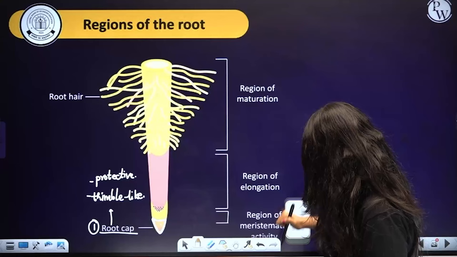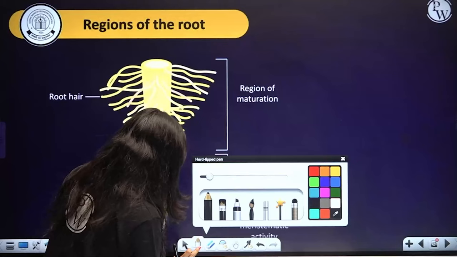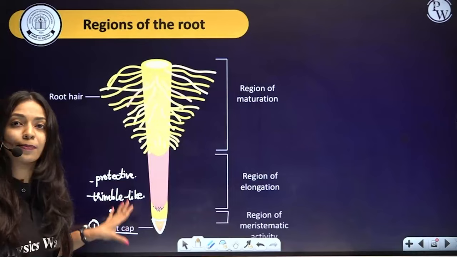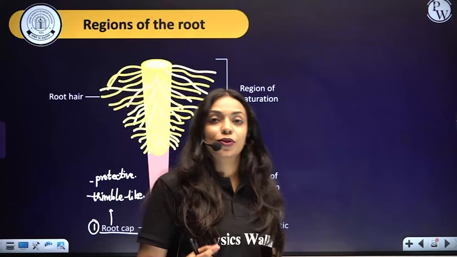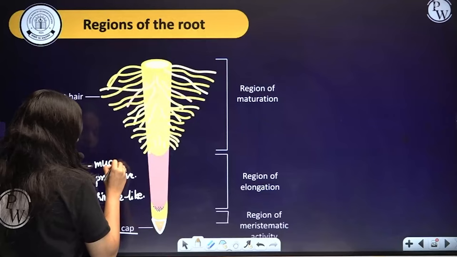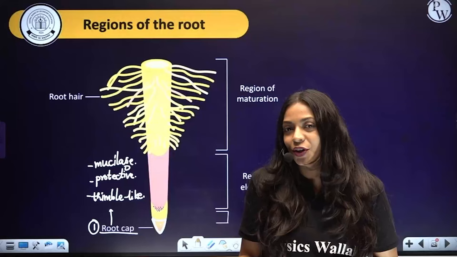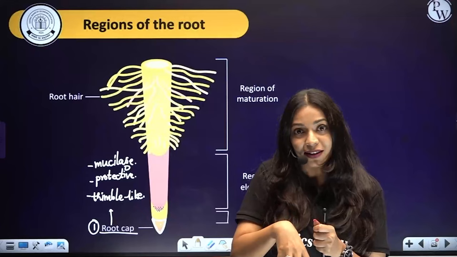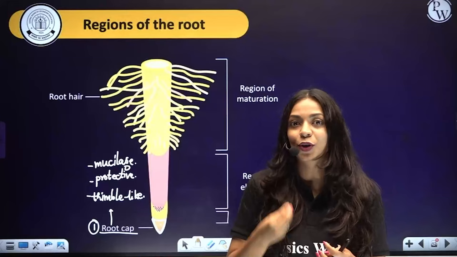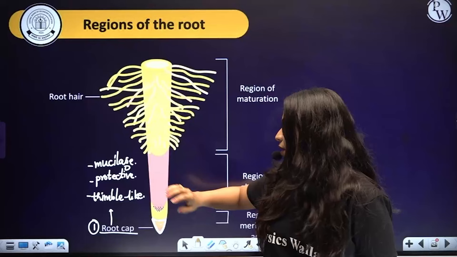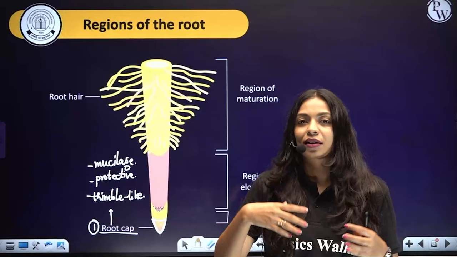So the root cap basically protects the region of meristematic activity, which lies above this. And an important function of the root cap is that it secretes mucilage. Basically, it secretes a mucus-like substance into the soil so that the root tip is protected. Why should it be protected? Remember, as the roots are growing, they will have to go in between the soil particles, because it's inside the soil. And because of friction, there is a high chance of the root tip getting damaged. In order to protect the root tip, the root cap secretes mucilaginous substances to lubricate it and minimize the friction and damage that can happen at the root tips.